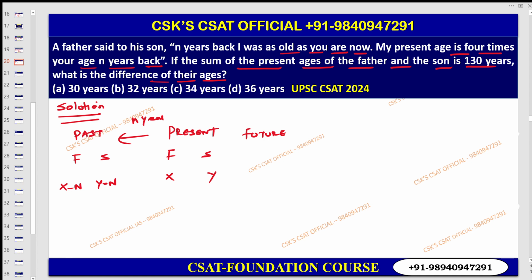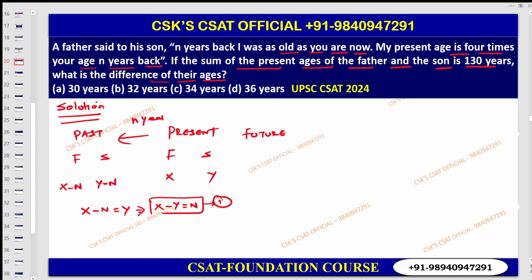So now you can go with the statement n years back. So n years back I was, your father is saying here, so x minus n is equal to you are now. You are now means present. Please understand, this is the present. So then you can rearrange this one: x minus y is equal to n. Keep this as equation number 1.